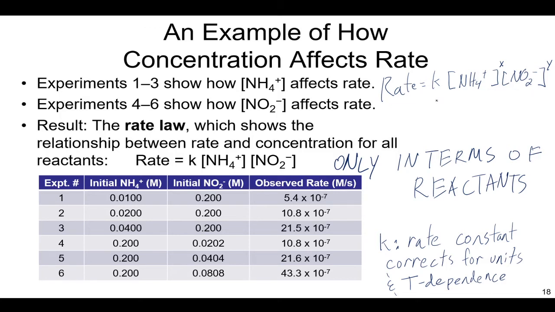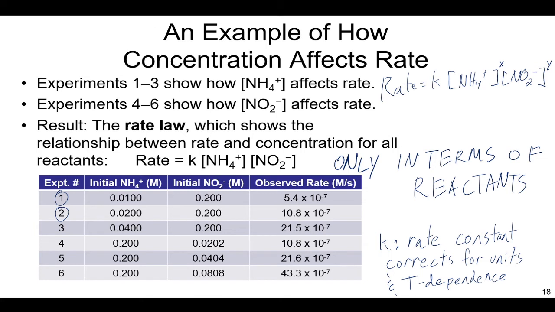You can immediately write the rate law as this, but now we have to determine X and Y. The way we do that experimentally is to set up various experiments. So let's look at something. Let's just compare experiment one and two. Really here we have more experiments than we need. We probably only need three here, but we can look at a couple of these.